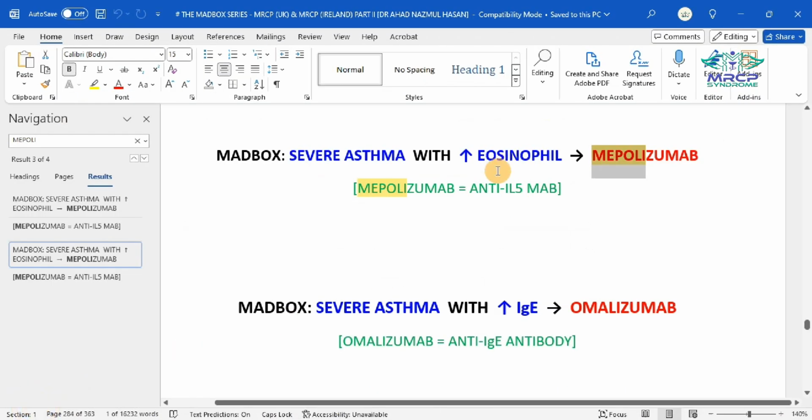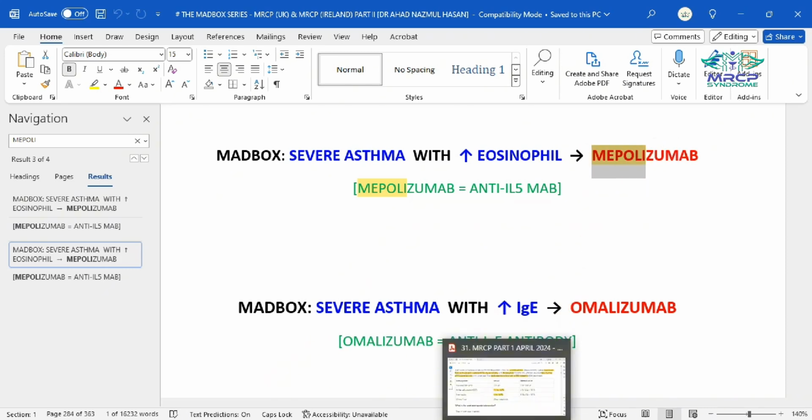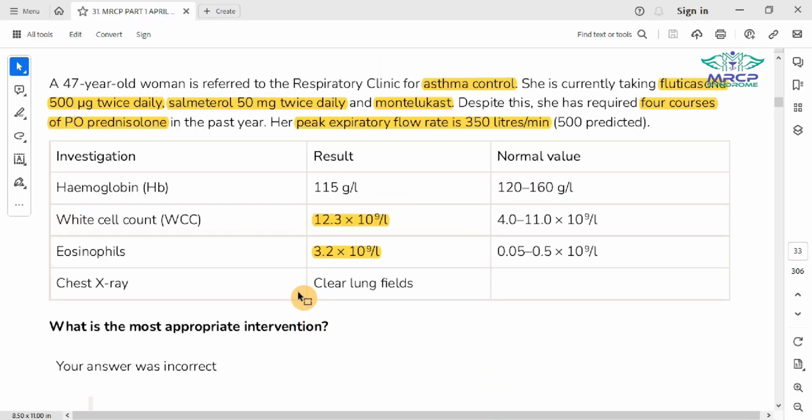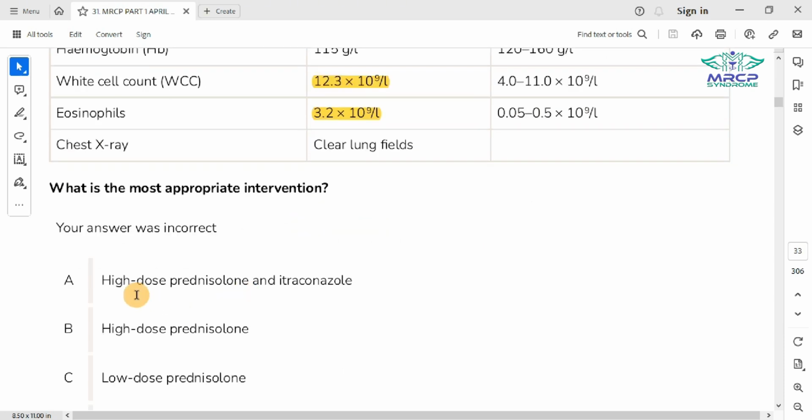So severe asthma with elevated eosinophil, we will be going for the mepolizumab, and mepolizumab is the anti-interleukin 5 monoclonal antibody. And in case of elevated IgE, we'll be going for the omalizumab. Omalizumab is the anti-IgE antibody. So if IgE level is elevated, we go for omalizumab. If eosinophil level is elevated, we'll be going for the mepolizumab.